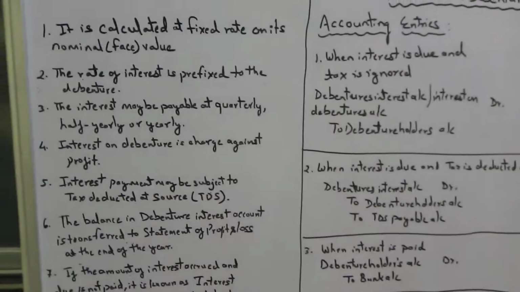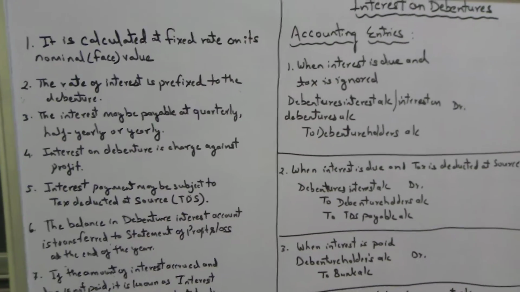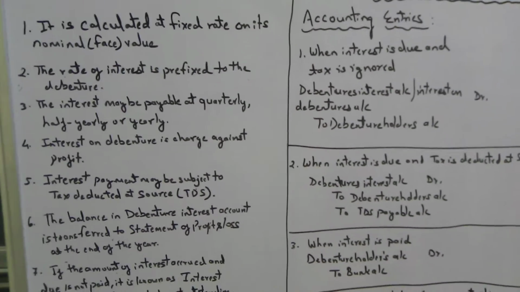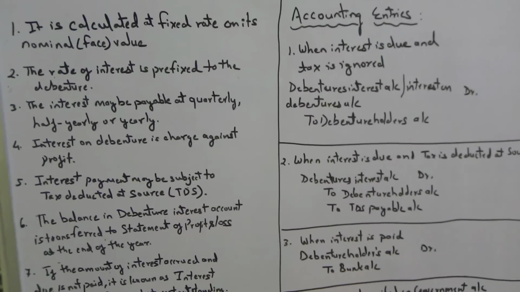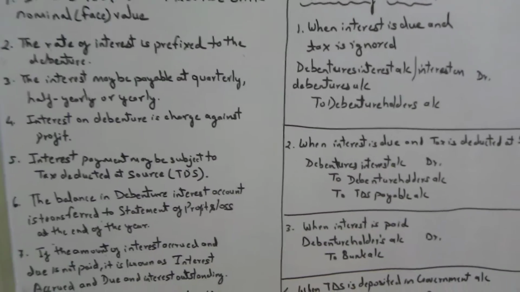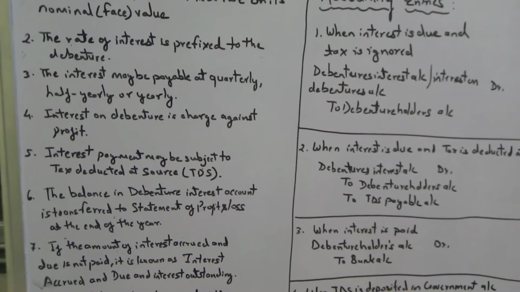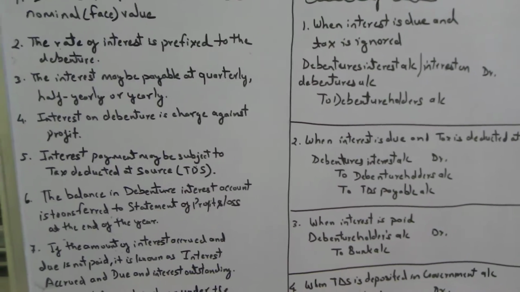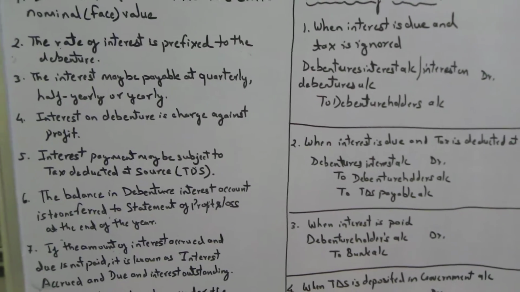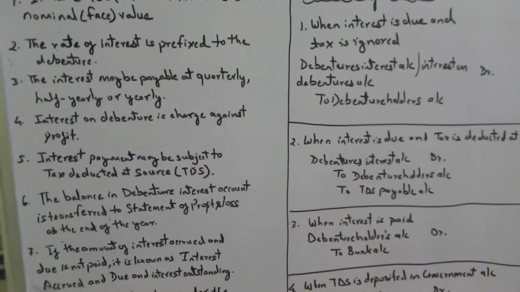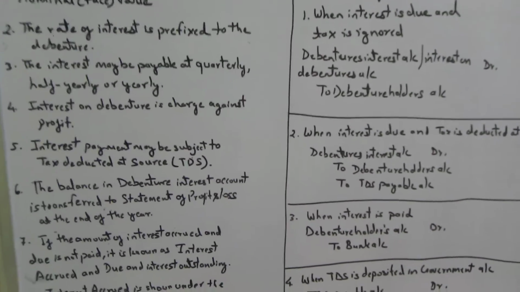Let's have a quick revision. Interest on debenture is always calculated on the nominal value or face value. Interest rate is prefixed. It may be payable quarterly, half yearly or yearly, as the question demands. Then interest on debenture is a charge against profit. That means whether your company is having profit or not, it doesn't matter. Interest on debenture has to be charged.